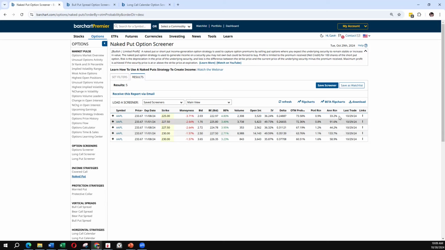If I wanted to be a little bit more conservative, I'd go with the 225 strike for the November 8th expiration. Going November 8th as well just gives us a little bit more time to adjust the trade if needed. Let's say Apple does drop and comes down towards 225. I can potentially buy this put back, roll it out to a future date, and maybe roll the strike price down as well.